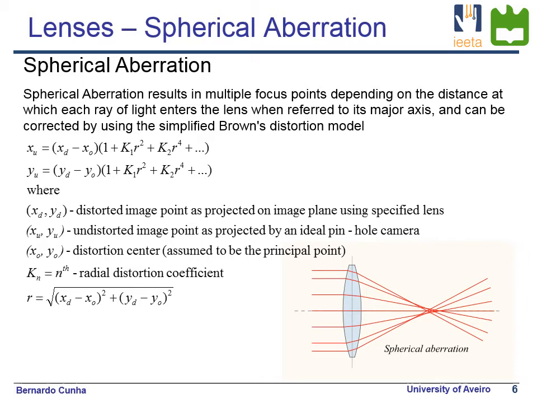So based on this and the knowledge of an image we know in advance, we can calculate each of these coefficients and then apply this transformation to, starting from the distorted image, obtain a non-distorted image.